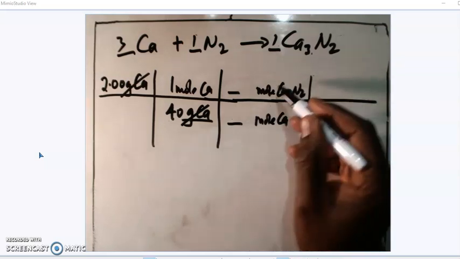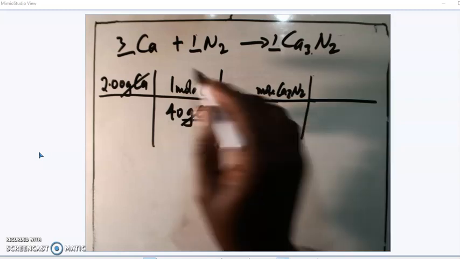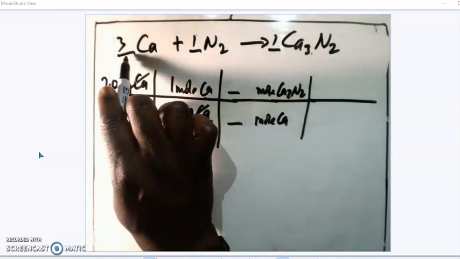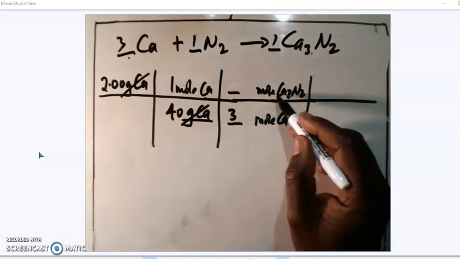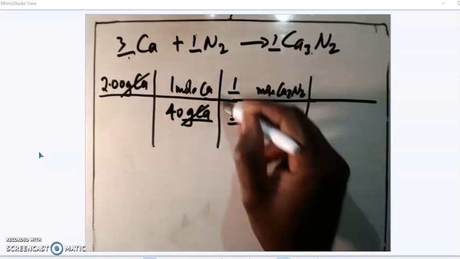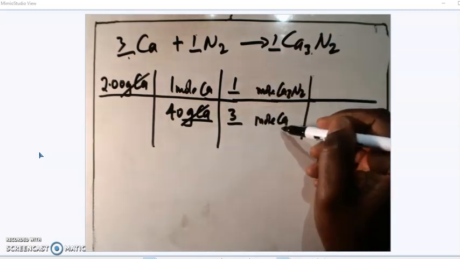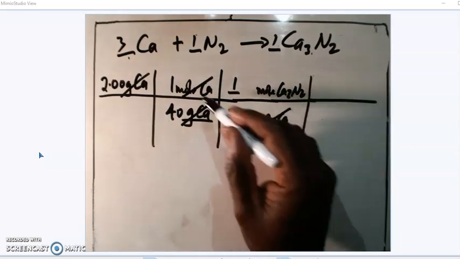So what to do now is to look at the mole ratio of calcium. On the balanced equation, the mole ratio of calcium is 3. So that 3 goes right here. Alright? What is the mole ratio of calcium nitride? It is 1. That 1 goes here. So this section is your mole ratio. Now the mole of calcium cancels the mole of calcium. You see the way I'm cancelling the unit now?